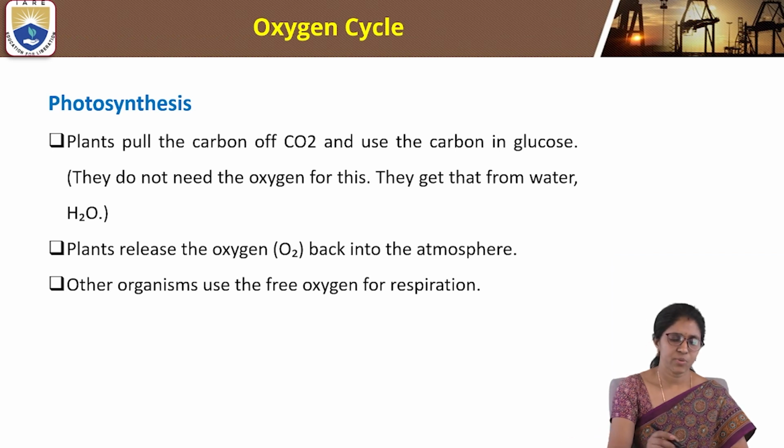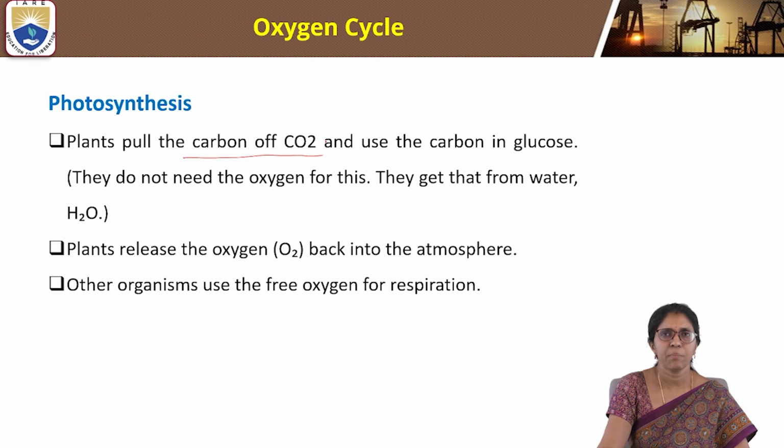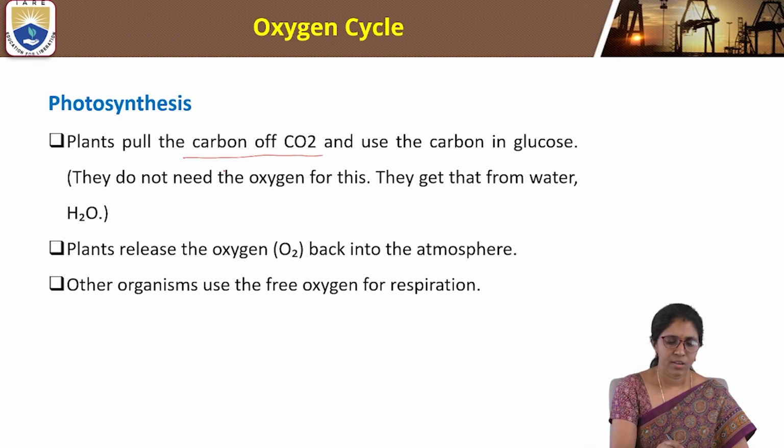So in photosynthesis, plants pull the carbon of carbon dioxide and use the carbon in glucose. The plants consume the carbon dioxide and use the carbon in glucose. So they do not need oxygen for this.